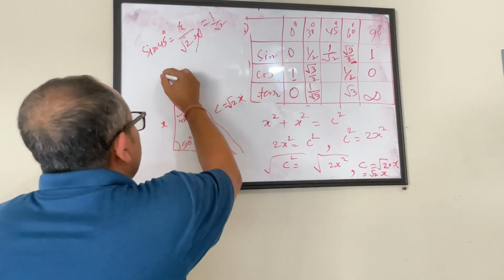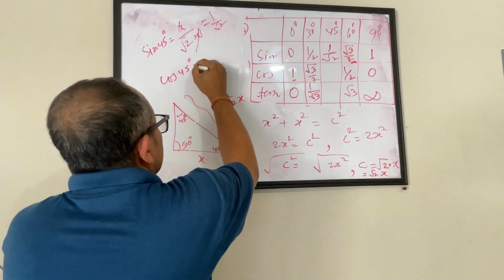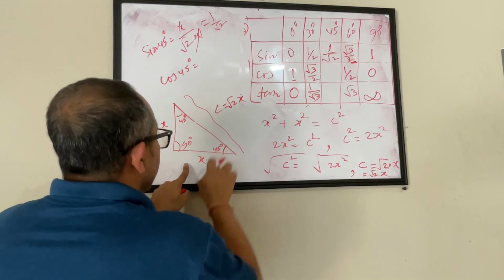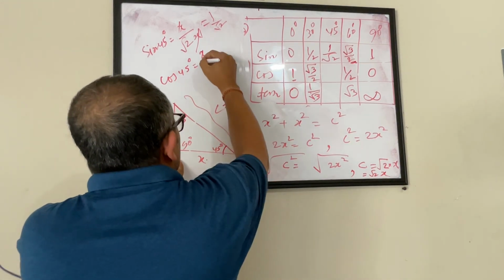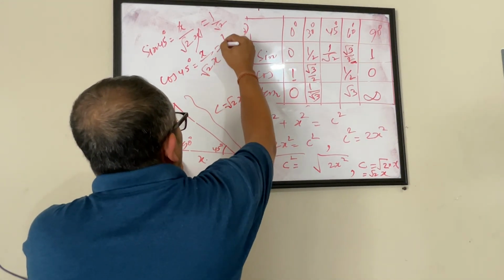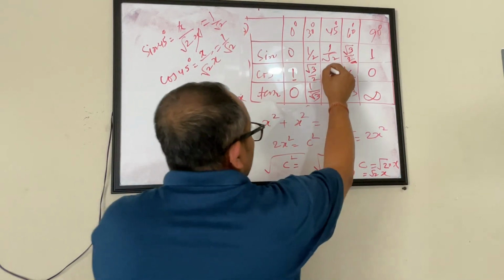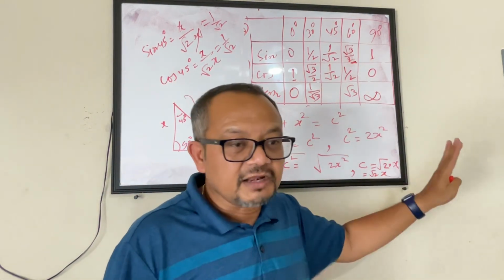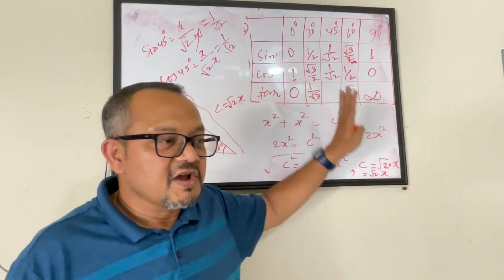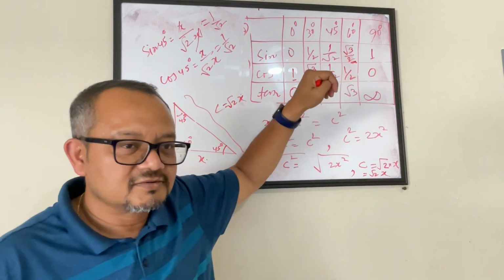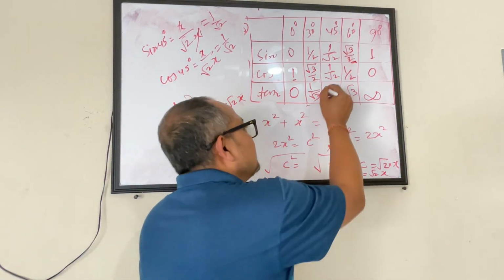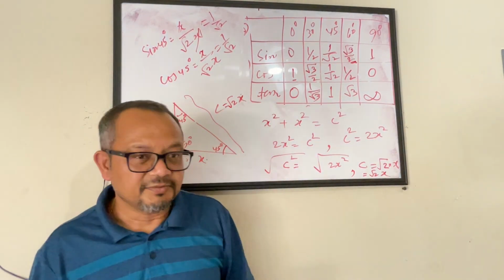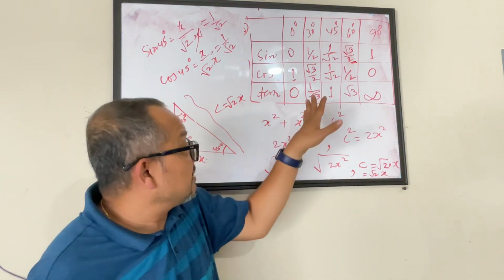Similarly, cos of 45 degrees will be how much? Again 1 by root 2. If I am taking this angle, cos of this will be equal to base by hypotenuse. So base is x divided by hypotenuse, 1 by root 2. Then tan of this will be how much? I'm not doing any calculation, I'll let you do mind math. 1 by root 2 divided by 1 by root 2. So the table got filled.